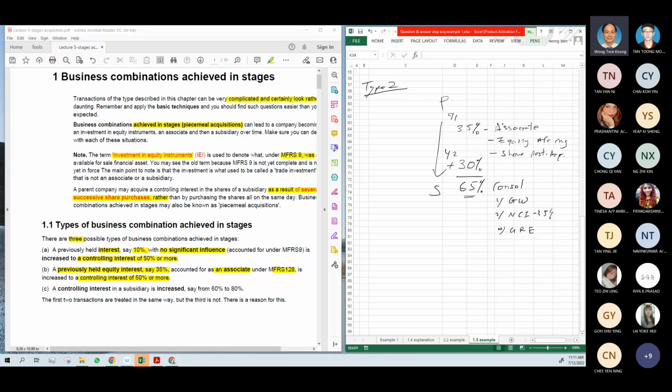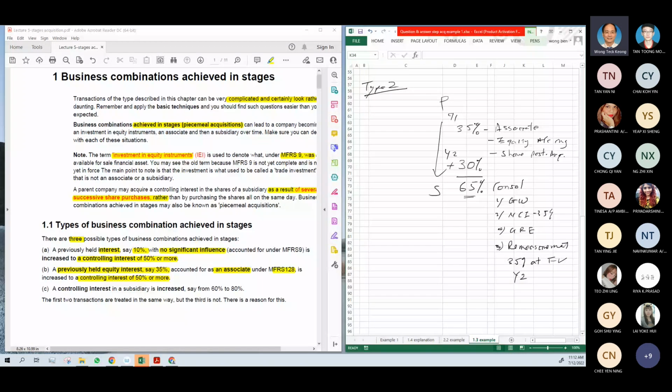Okay? Then you have to remeasure your previously held 35% at fair value (FV) when you reach 65% in year 2. So the remeasurement will give you more examples. The previously held share must be remeasured at the value when you gain control. This is the share price when you bought the 30% at $3. Your previous 35% you will value at $3 per share. So this is type 2.